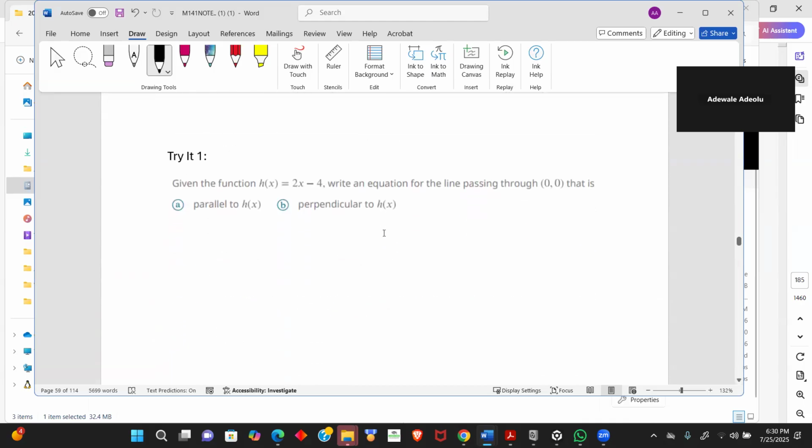Okay. So you can pause this video and do the same thing. Given the function h of x equals 2x plus minus 4, write an equation for the line passing through the origin 0, 0 that is parallel to h of x and perpendicular to h of x. Just exactly what we just did.